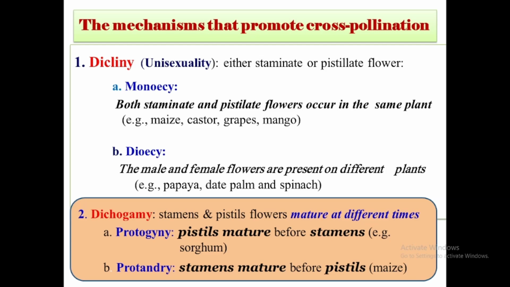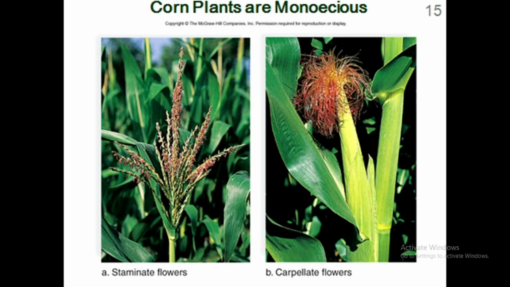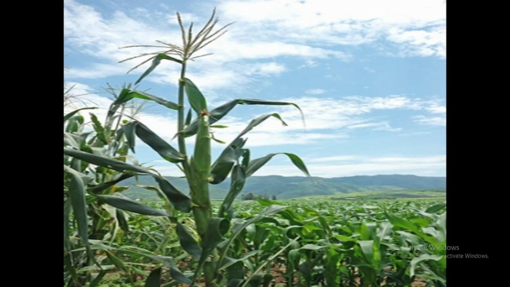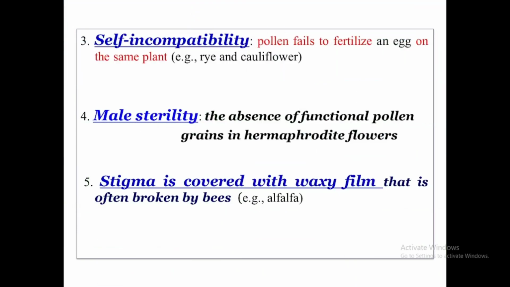When pistil matures before anthers, it is called protogeny, such as in pearl millet. When anthers mature before pistil, it is known as protandry. It is found in maize, sugar beet, and several other species. 3. Heterostyly. When styles and filaments in a flower are of different lengths, it is called heterostyly. It promotes cross-pollination, such as linseed.